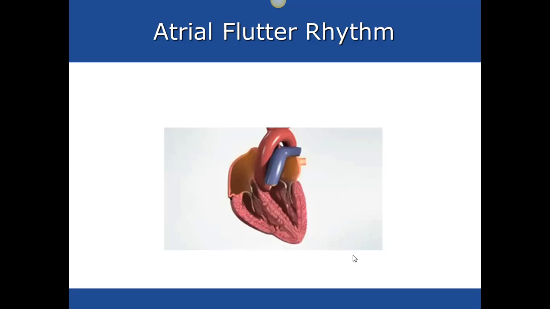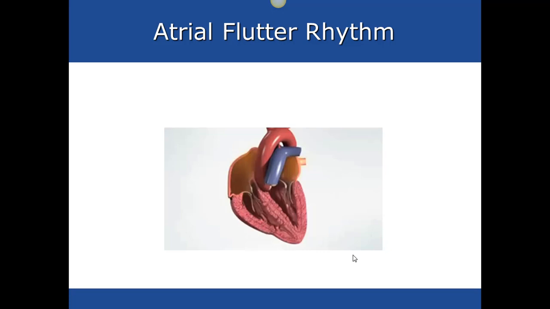The AV node becomes the gatekeeper to the ventricles. Based on the number of impulses that the AV node accepts, ventricular response will be established. So in other words, if you see 2 atrial contractions for every ventricular contraction, we call that a 2-to-1 conduction rate. If there are 4 atrial contractions for every ventricular contraction, we call that a 4-to-1 conduction rate. An atrial rate of 300 beats per minute will parallel with a ventricular rate of about 75 beats per minute.